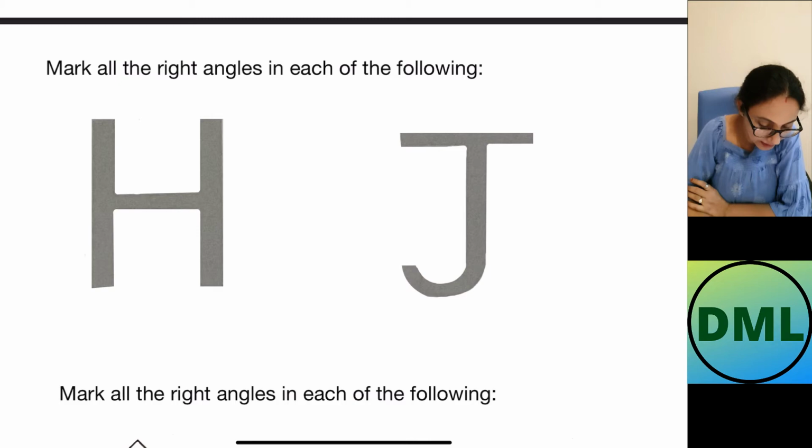As we can see, this line is perpendicular to this line, which is perpendicular to this line, but this line is not perpendicular to this line. But this line is perpendicular to this line, and this line is perpendicular to this line. So let's mark all the right angles inside that.